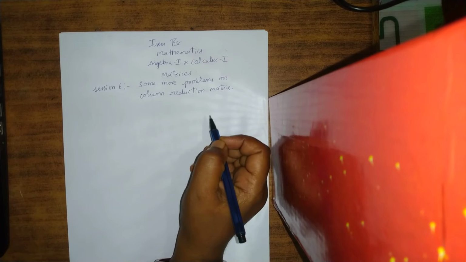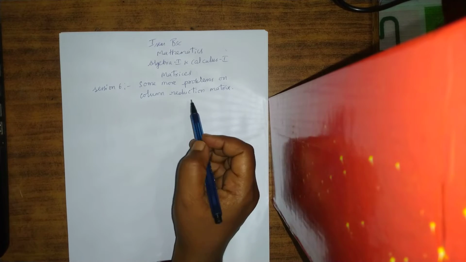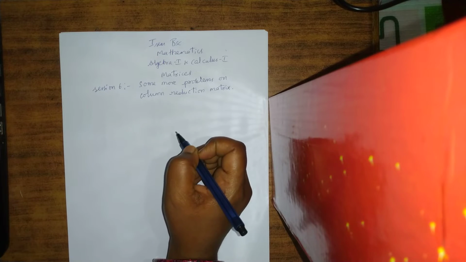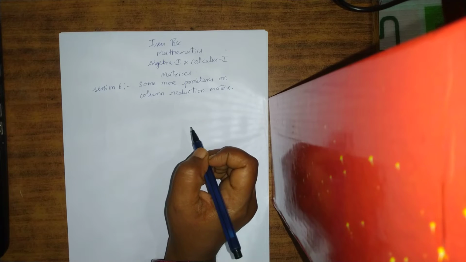So session 6 of matrices, let us continue from the previous session. Some more problems on column reduction or normal form of matrices we're going to continue. This method will make it easier for students to apply the concept of normal column form and find the rank of the given matrices. They will be able to find the rank of the matrix by applying this concept. So now let us take one example.